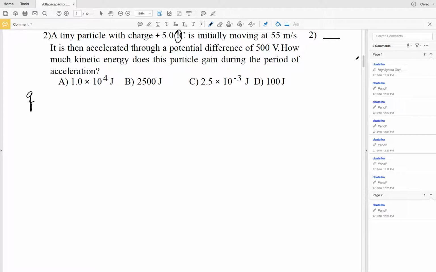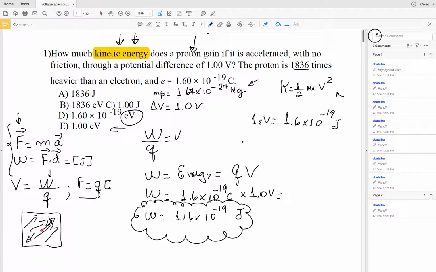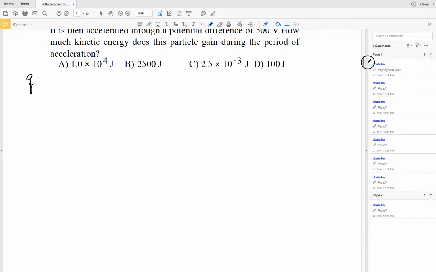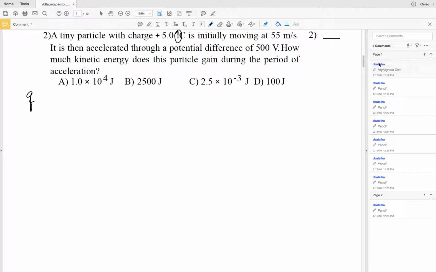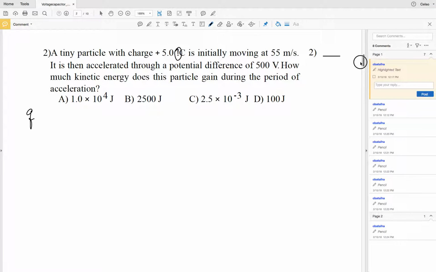So the charge, I'm not going to give a big round now. Oh, by the way, in the previous exercise, you have information that you didn't need to use, right? The mass of a proton and blah, blah, blah. All of that was not important. So you have a tiny particle. The charge is positive 5 microcoulomb.